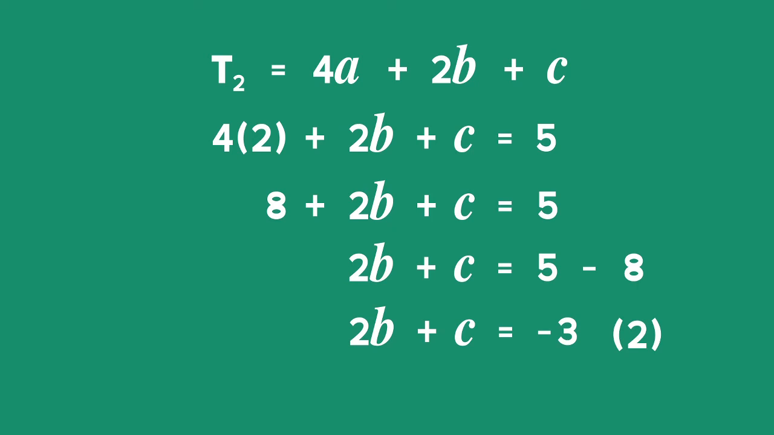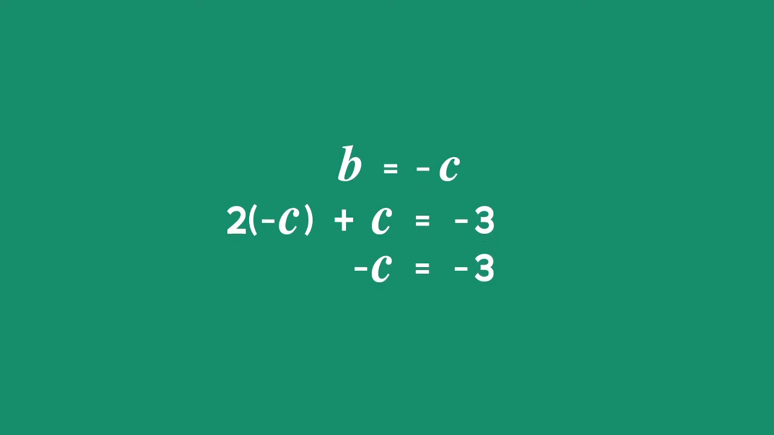Now that we've got 2 equations, we can solve them simultaneously. We substitute equation 1 into equation 2. So in place of b, we put in negative c. This becomes 2 times negative c plus c is equal to negative 3. Therefore, negative 2c plus c, which just gives us negative c, is equal to negative 3. So dividing both sides by negative 1, c is equal to 3.